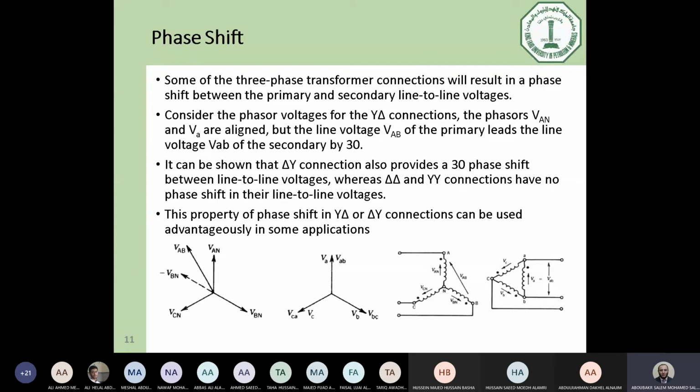So you'll find 30 degrees phase shift between the primary and the secondary line voltage in star delta or delta star. So if the connection is different, okay. However, for delta delta or star star connection, the voltages will be the same.